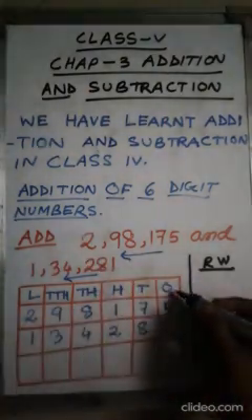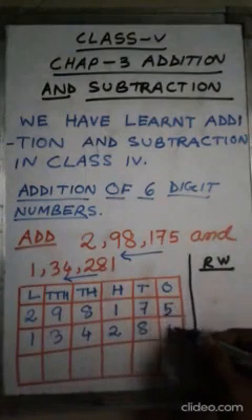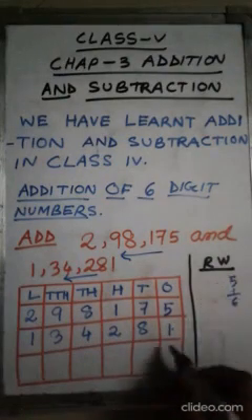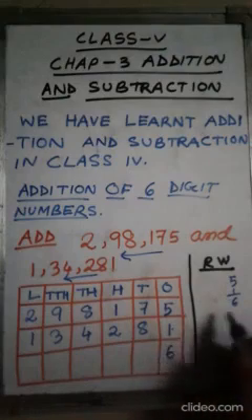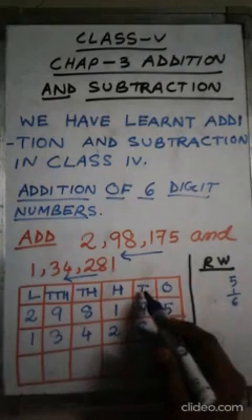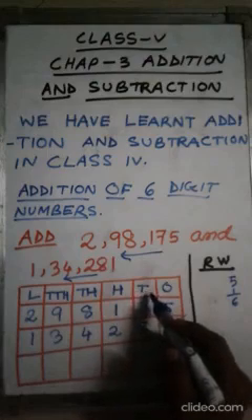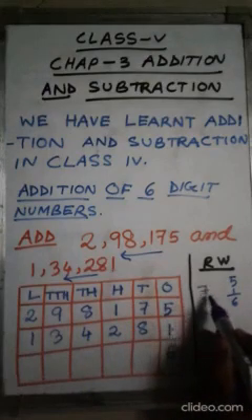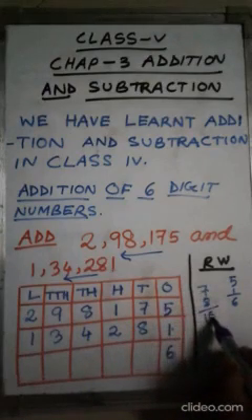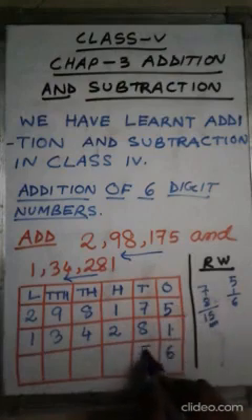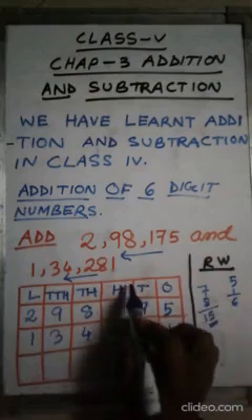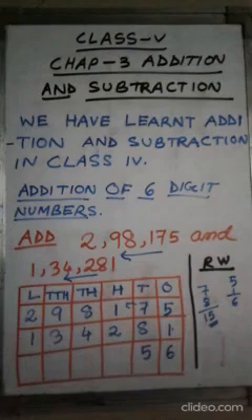Now I shall add the digits of ones place, that is 5 plus 1, we have 6. There is no carry forward to the next place. In tens place we have digits 7 and 8. 7 and 8 is 15. 15, 5 I shall write, and 1 will be carried to the next place.